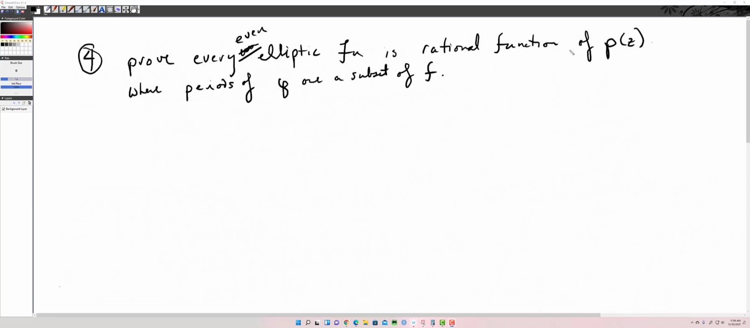Okay, so back to this. Sorry, my dog started barking. Prove that every even elliptic function is a rational function of p of z, where the periods of p are a subset of the periods of f. And we're calling this elliptic function f.